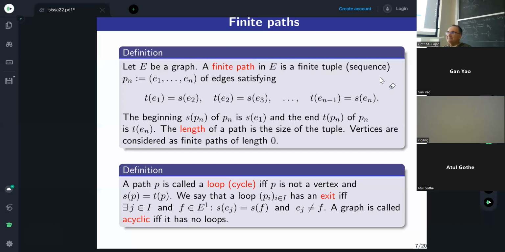Okay. Maybe some drawing. I'll have an empty slide later on, so bear with me, please. Yeah. And of course, yeah, I agree that a graph without loops is called acyclic. That's a nice name. Loopless would be a bit awkward. You could say loopless, but nobody does it. It's called acyclic. If your graph has no loops, it's called acyclic. Okay.